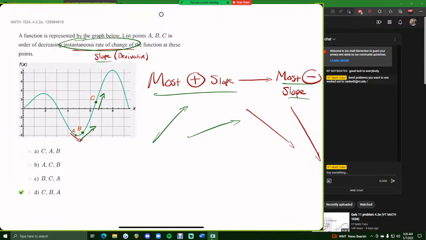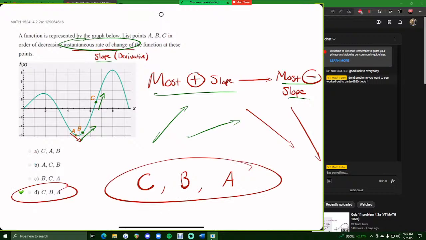So from most positive to most negative, C and B are positive, so they should come first. C is the more positive, or the more steep, so it definitely comes first. B comes next, and then because A is our negative slope, it'll be at the end. CBA. Let's keep it rolling.